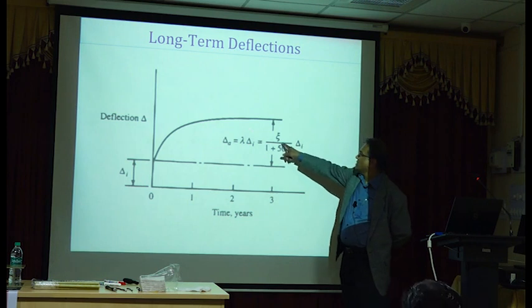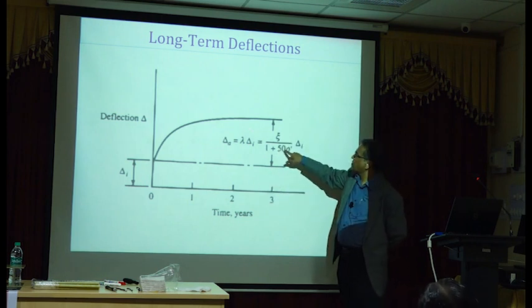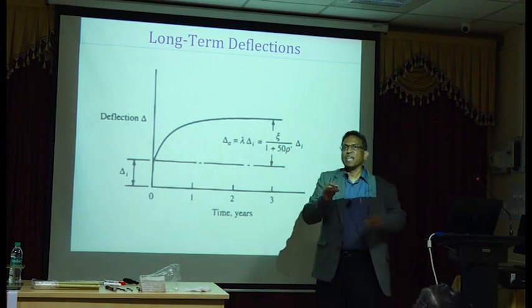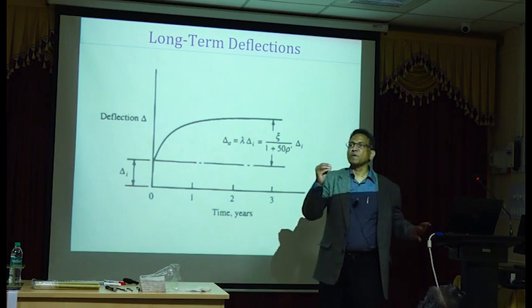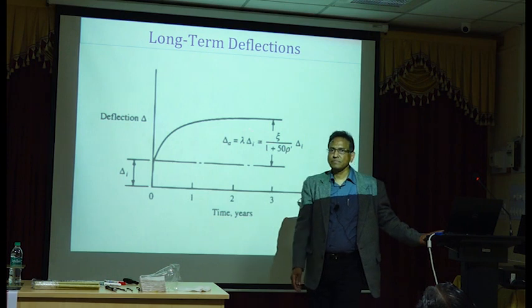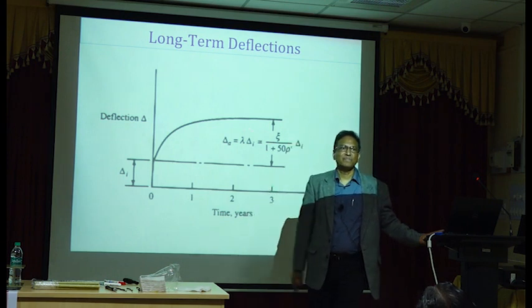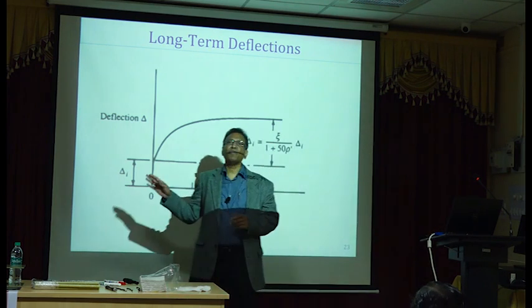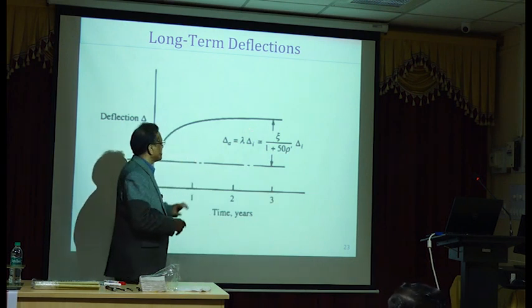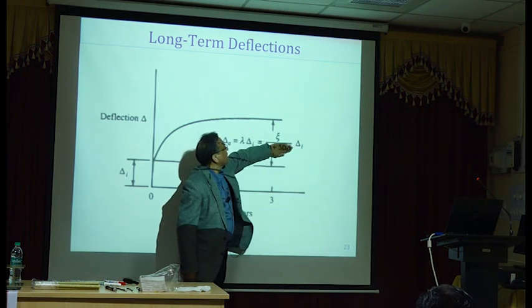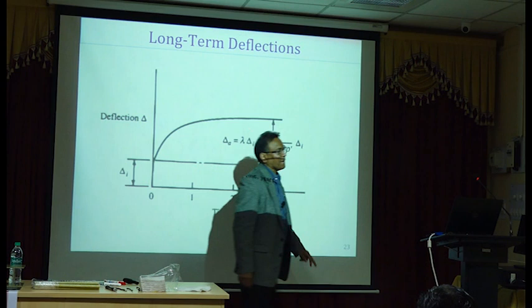Zeta has some recommended values. I will show you those values in a minute. Rho prime is the steel ratio of compression steel. For FRP, what would that be? 0. Because if you have FRP reinforcement in the compression area, you don't count on any contribution from FRP. So that's 0, so we can remove this. We are left with only zeta times delta I.